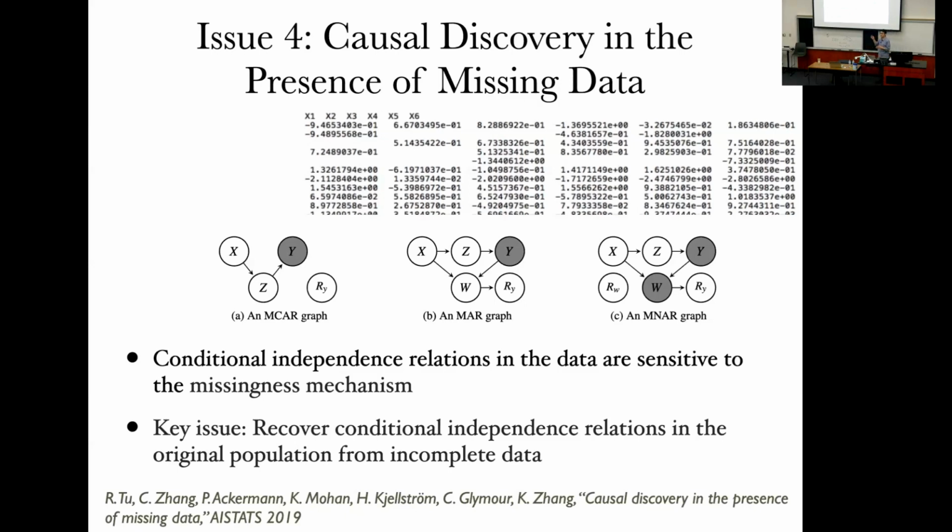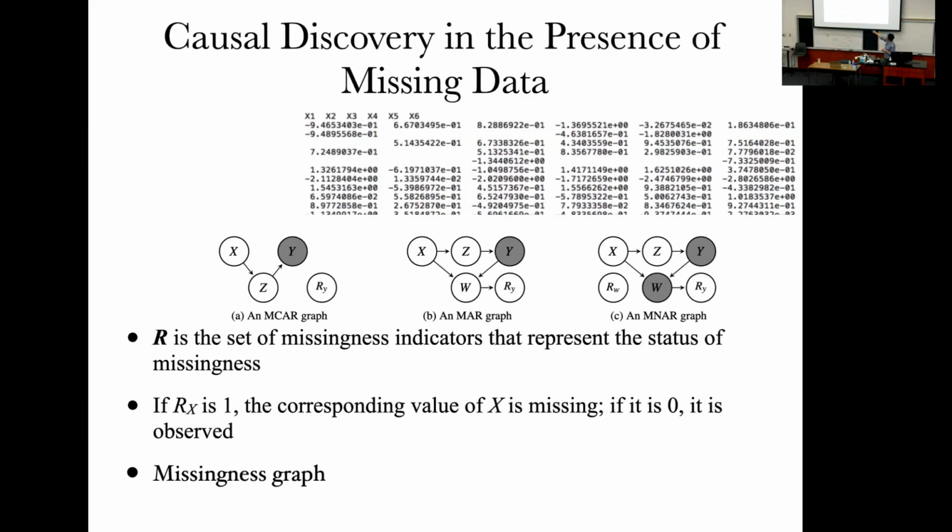Good. This lets you see whether those methods are sensible, and specifically, you can see whether you really have missing completely at random. You can verify that. So here, this is the missingness graph. R is basically a set of missingness indicators. If R is 1, then the value of this variable is missing. You cannot see it. If 0, you have it. It's very simple.